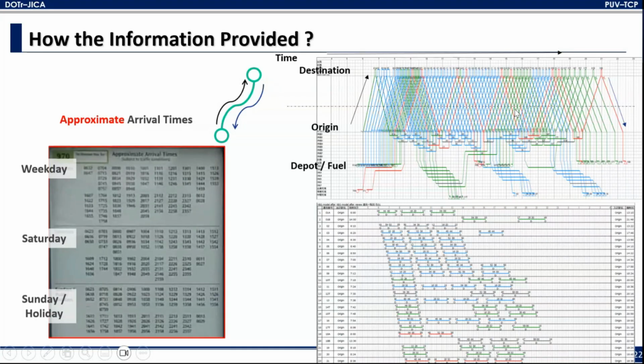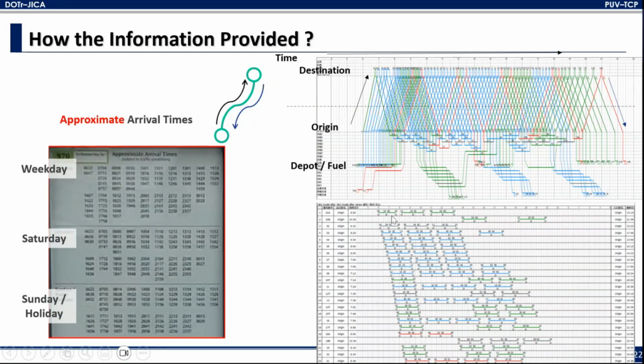So under these, utilizing this information, the bus operator needs to consider which bus fleet will operate each trip. Such operation timetables, in terms of the drivers' work hour management, also need to be prepared.